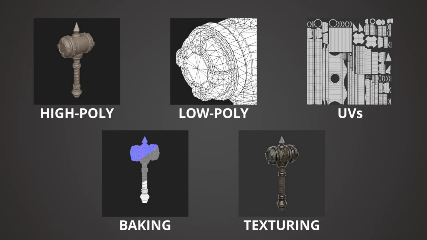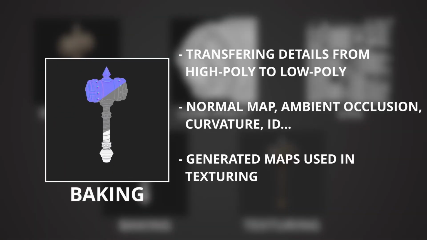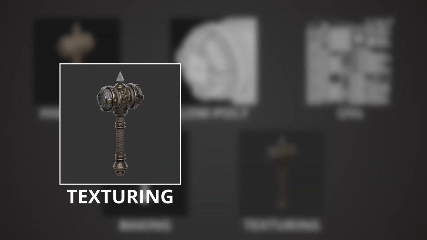With the high poly, low poly and the UVs done, it's time for baking. This is the step where we transfer the details from the high poly model to the low poly model as textures. These baked texture maps are used as a base for the next step, which is texturing.